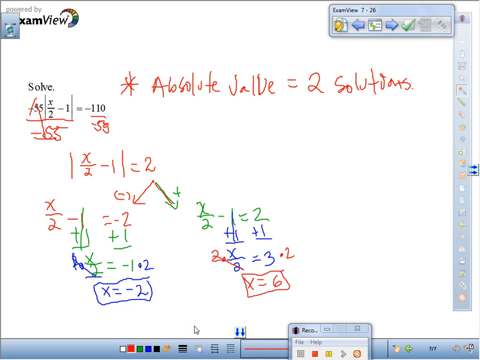Does it say to graph? No. We're done. So, if you want to write at the end the solution set, you just write the brackets, negative 2, comma, 6, brackets. Don't use parentheses. If you use parentheses, that means that you're giving me a point of intersection, and that's not true. Okay? Number 8.